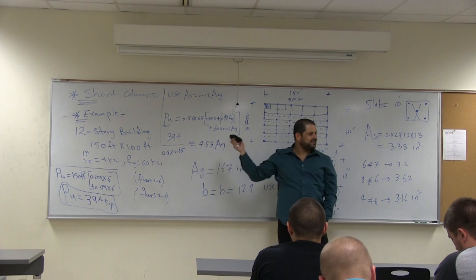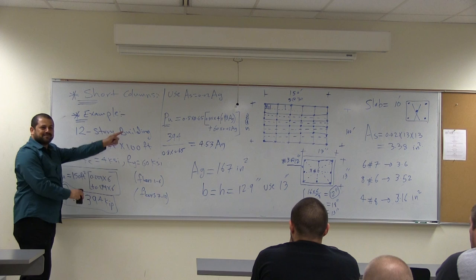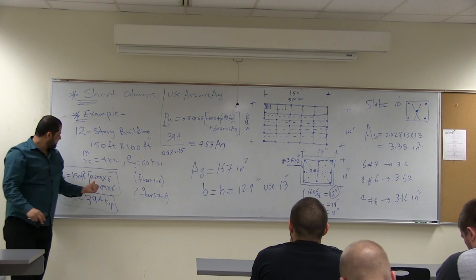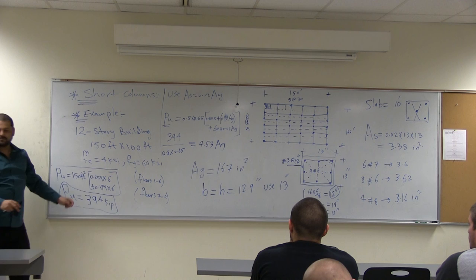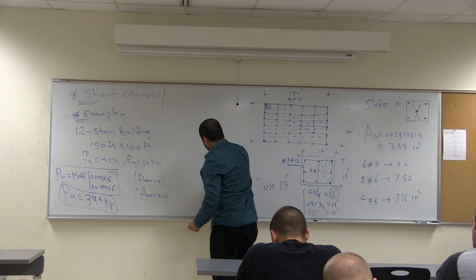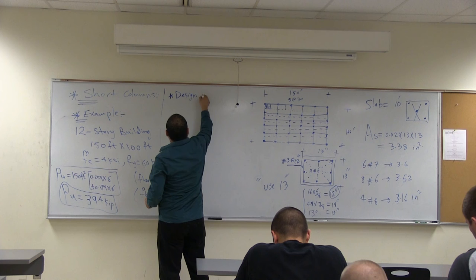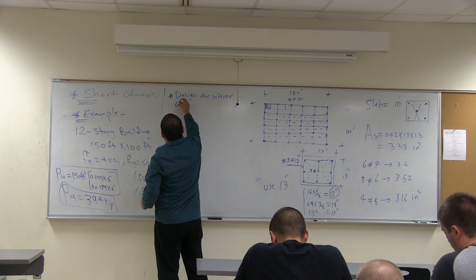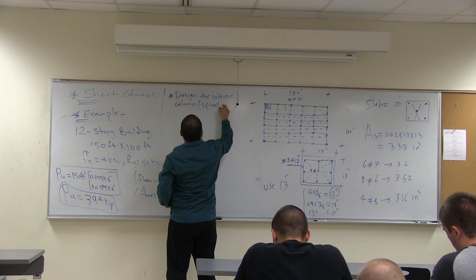How about the middle one? What's the ultimate for the middle one? So you are done with the project. 600 divided by 150 times the number. Circular too. Design the interior column, which is spirally reinforced. I want it to be spirally reinforced.